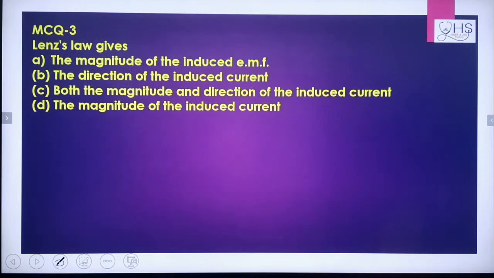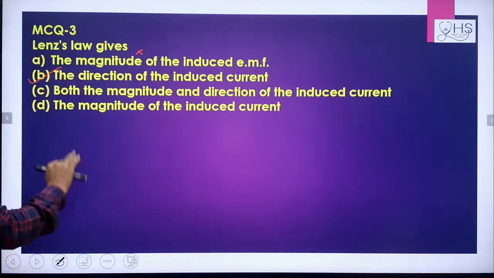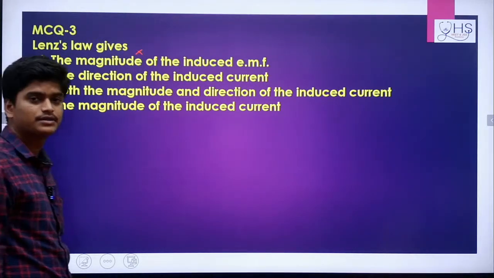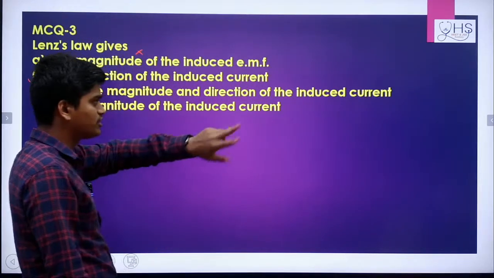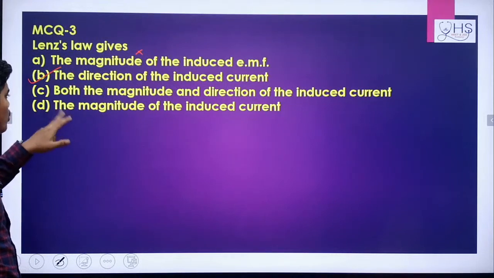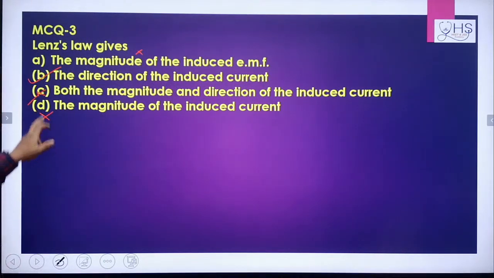Lenz's law gives the magnitude of the induced EMF? Never. The direction of induced EMF? This is correct actually. Last class I told you Lenz's law gives the direction of induced current, whether it is clockwise or anti-clockwise in a coil. So it gives neither the magnitude nor the magnitude of the induced current. Okay, so B is the answer.